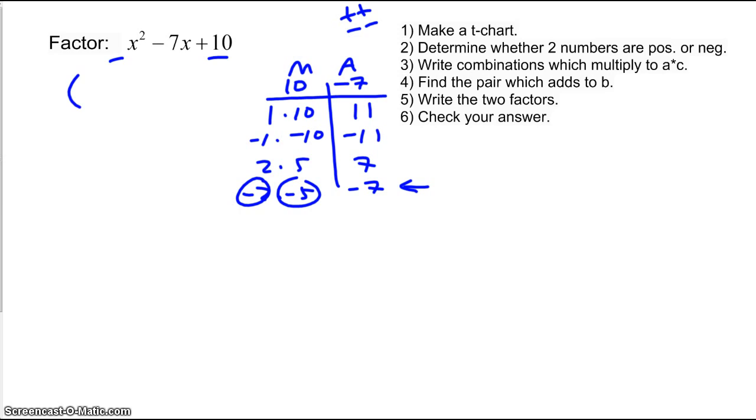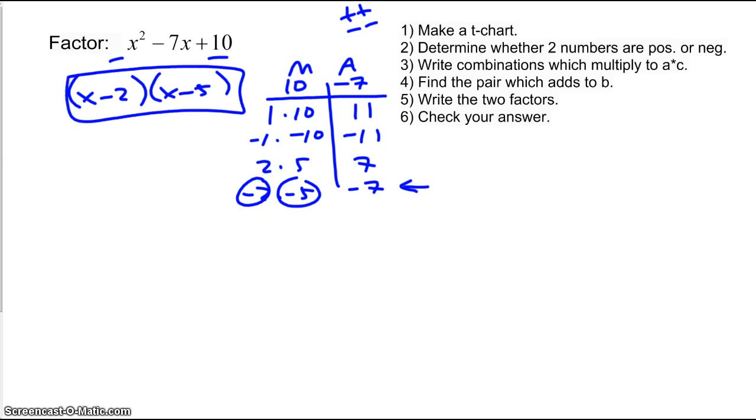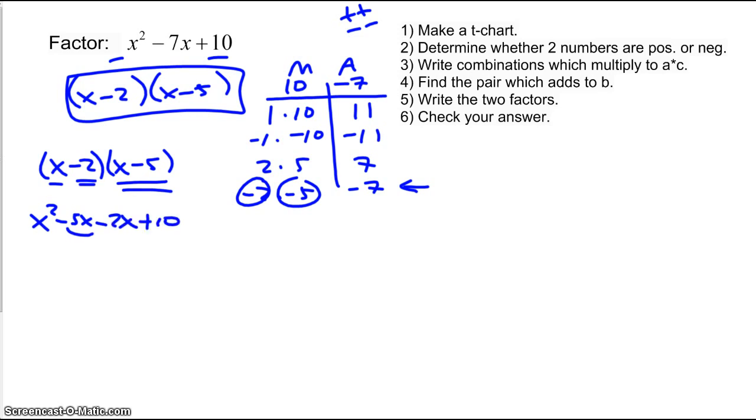So I would put my factors together with the x, that's going to make the x squared, and then I'd fill in a negative 2 and a negative 5. And that should be the correct answer. Double checking. x minus 2, x minus 5. Everything on the right multiplied by x first, x squared minus 5x. Everything on the right multiplied by the negative 2, negative 2x plus 10. So that's x squared minus 7x plus 10 when I combine like terms. And that is the original expression, so that is correctly factored.